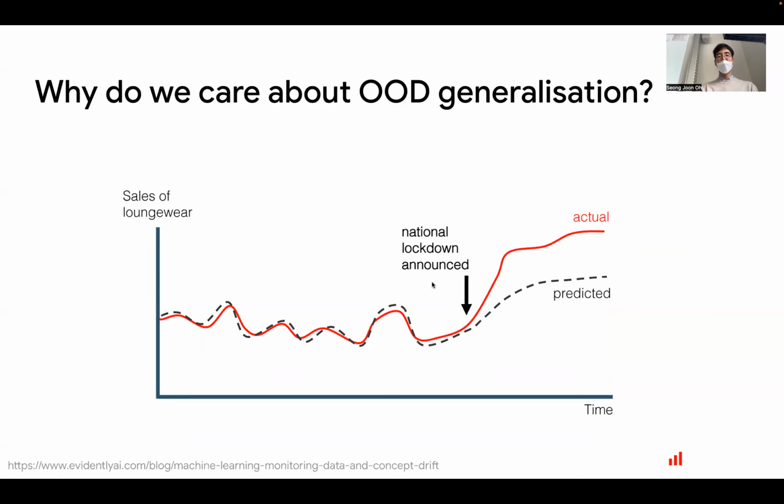Including COVID. This dashed line is the sales of loungewear across time. But the predicted line is not reflecting the reality after some change in the environment, for example the national lockdown. And then you have even more sales of loungewear after COVID. So how do we address this kind of domain shift?